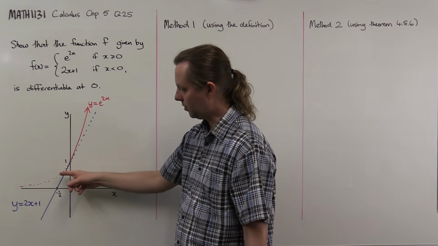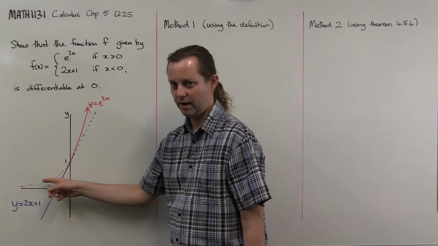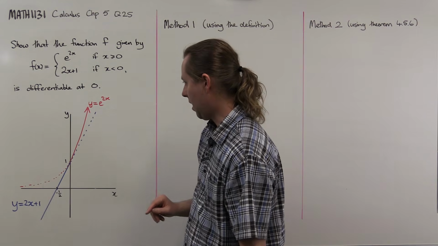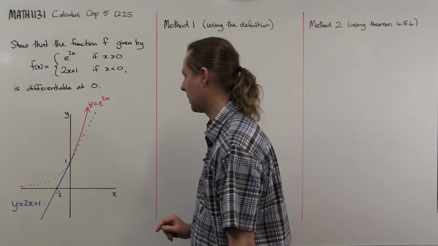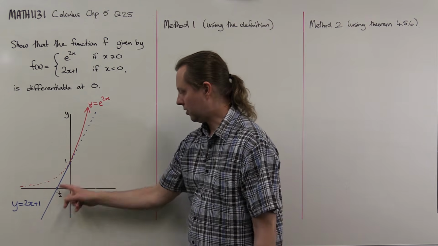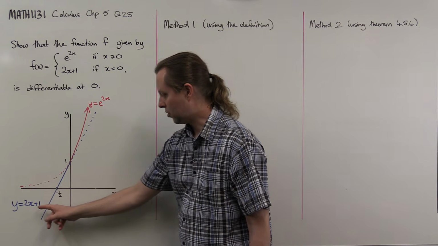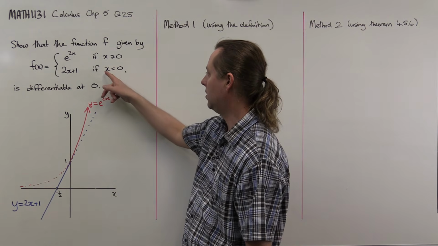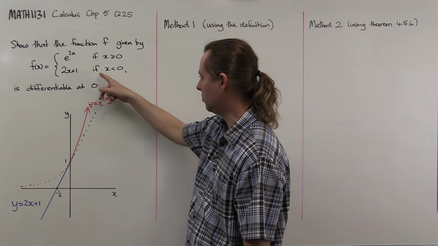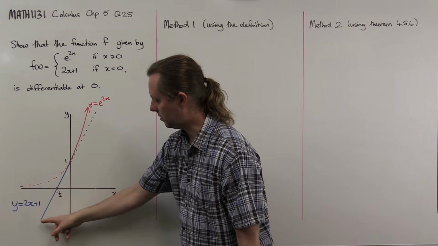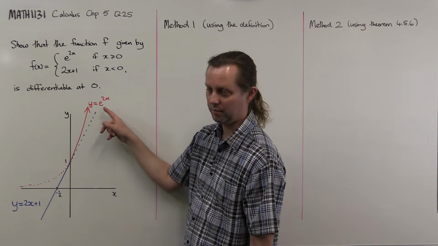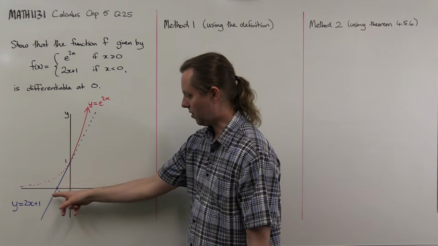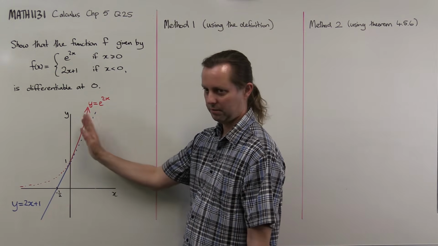I've also put a little dotted line down here in red to indicate what the graph of e to the 2x would look like if it were to extend over where x is negative. And this blue solid line here is the graph of 2x plus 1. And that's what f of x is when x is less than 0. So over here, this is f of x. And I've put another dotted line up here in blue to indicate where the graph of 2x plus 1 would extend to if it were to continue over here.